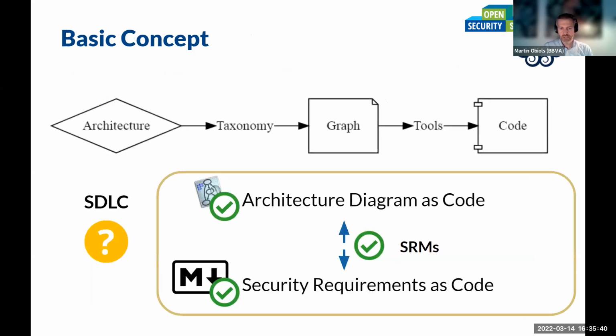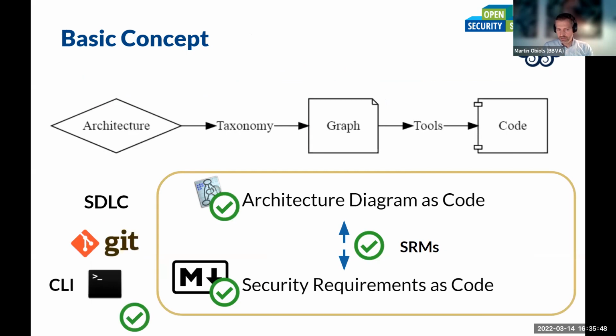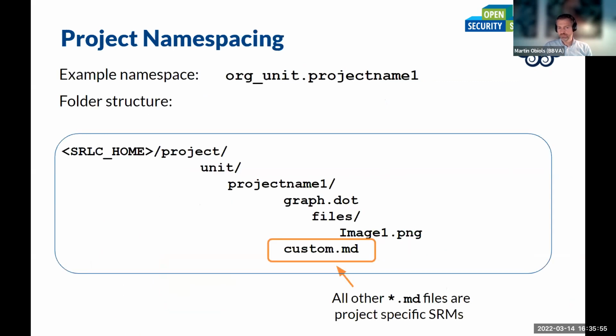Okay. So, all right. So we have connected the architecture diagram with the security requirements, and we are managing everything as code using Git, command line interfaces, and general software development tools. Okay. So far. So what do we do with that? We compile projects. Okay. So first of all, we create a project.